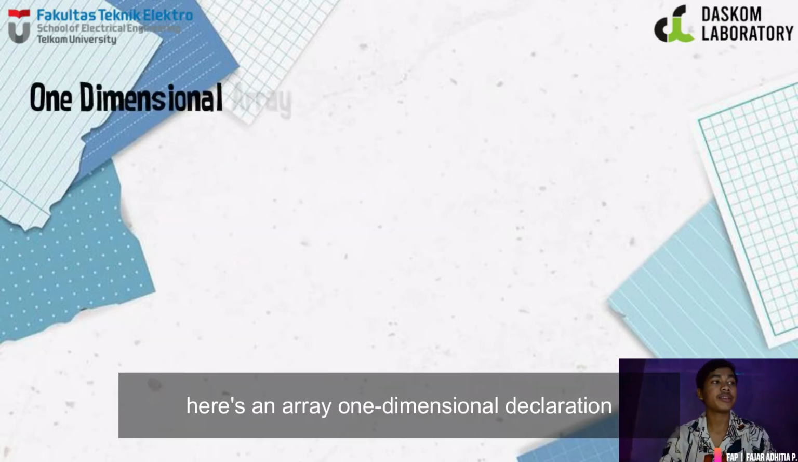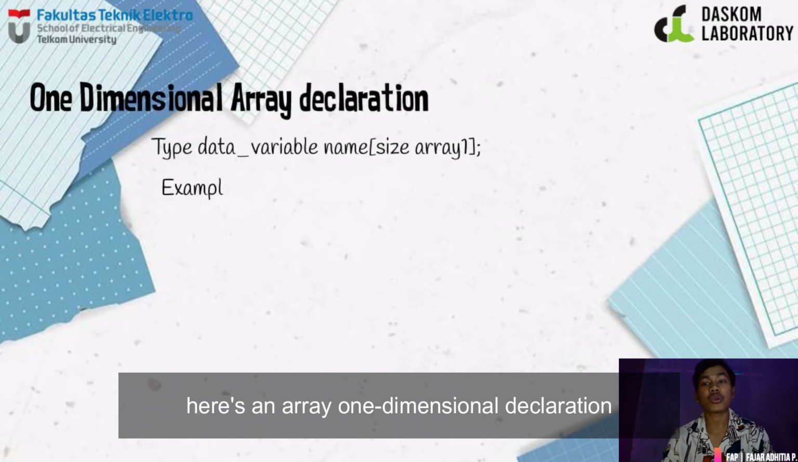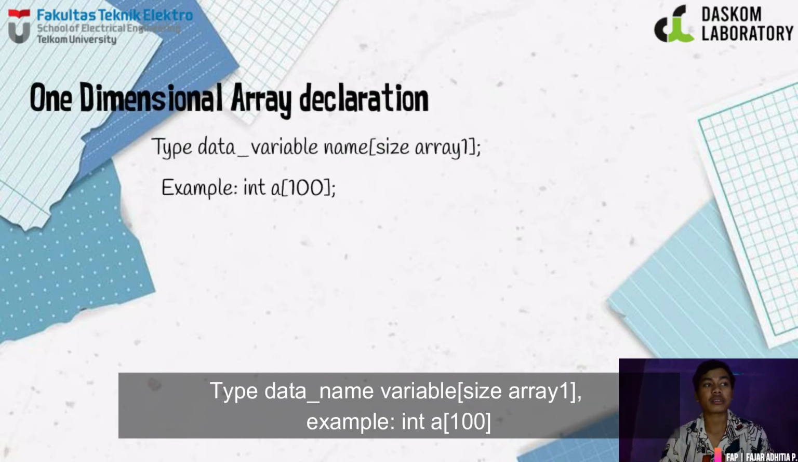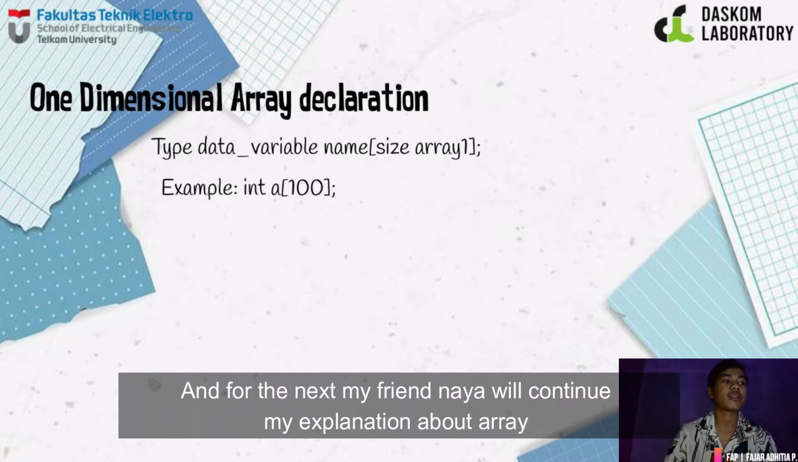Now, here's the one-dimensional array declaration: data type, space, variable name, square bracket open, array size 1, square bracket close. For example, int a, square bracket open, 100, square bracket close. Don't forget to use a semicolon. And for the next, my friend Naya will continue my explanation about array.